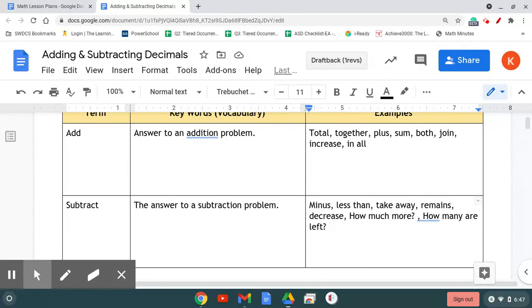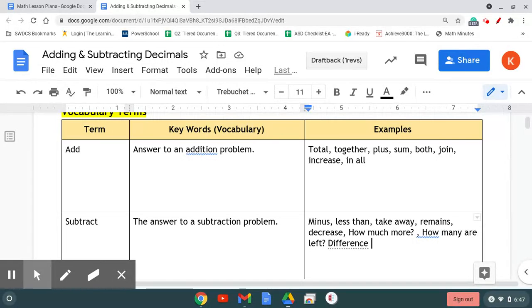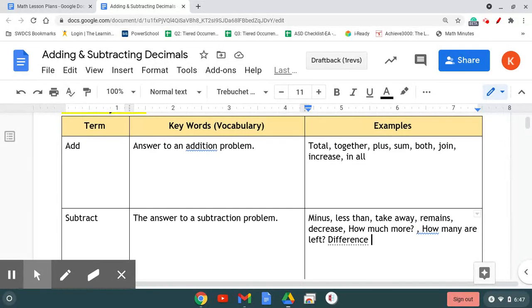All right, and what is another word that means to subtract? So another word is difference. So as we do this, we're going to be doing a lot of story problems, so you're going to have to know what words signify add and what words signify subtract, so you know what you're doing.